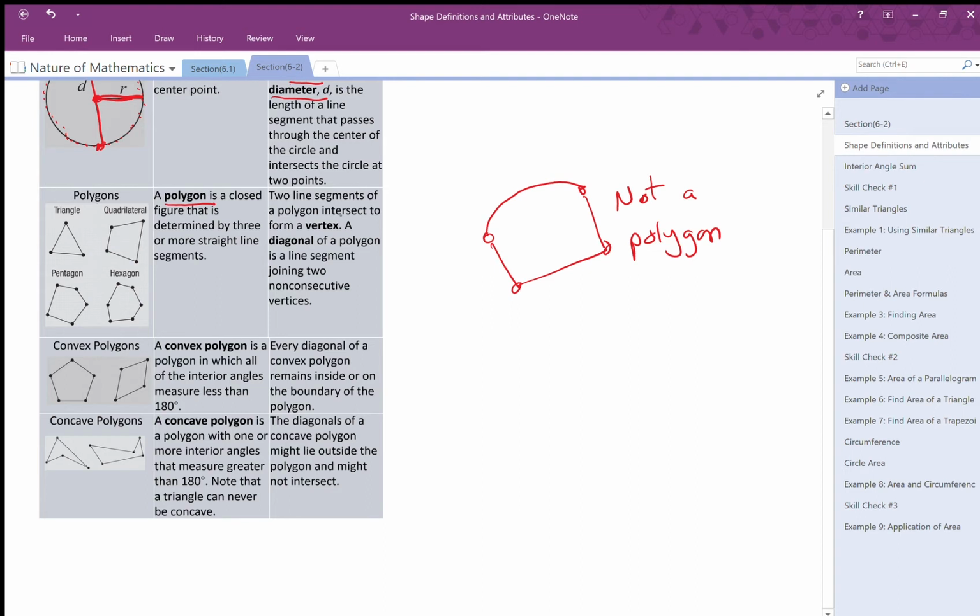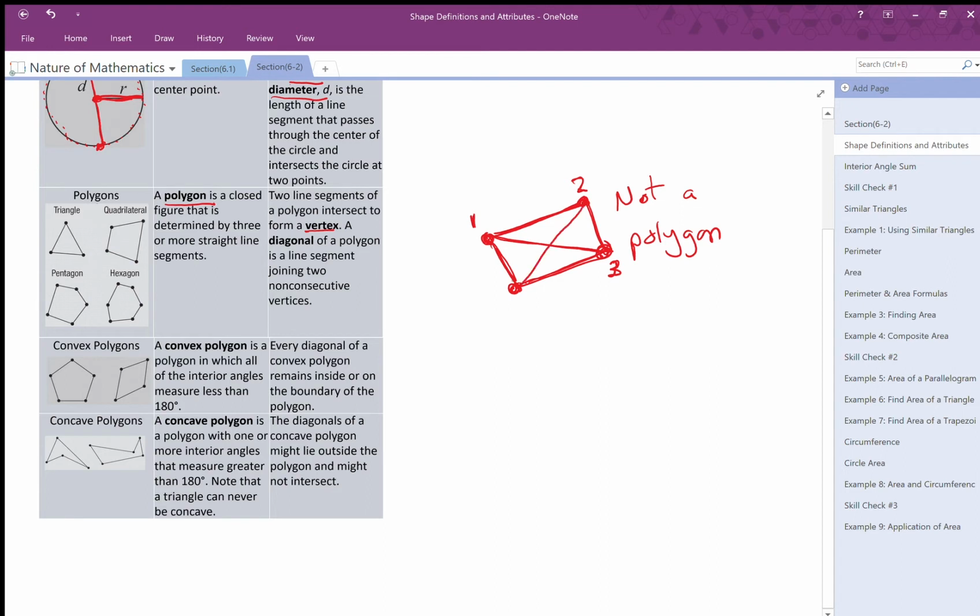Where 2 line segments of a polygon intersect gives us a vertex. Let's fix this edge and turn this into a polygon. So where 2 sides of a polygon meet, that gives us a vertex, and then these 2 meet here, and so on. We have all of our vertices. A diagonal of a polygon is a line segment joining 2 non-consecutive vertices. So this is a diagonal because this vertex is not adjacent to this one. 1 and 2 are adjacent, but 1 and 3 are not adjacent. So that gives us a diagonal.